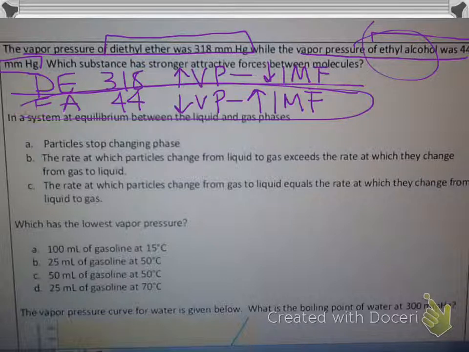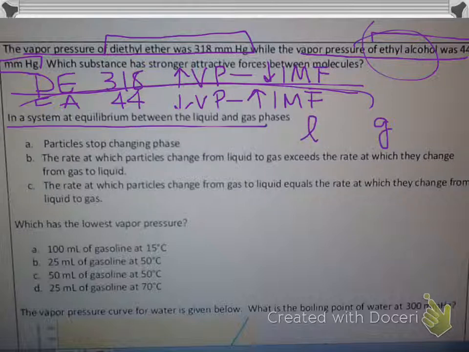I'm going to erase what I wrote here so we can read it. Okay, it says in a system at equilibrium between the liquid and gas phases. So we have liquid, gas, or the vapor above the liquid. So we're in equilibrium. By the way, these are equilibrium arrows. They basically mean the rate at which the liquid's converting to the gas and the gas converting to the liquid is the same. So there's no net change in the concentration of the liquid and the gas phases. So that's what it means to be in equilibrium.